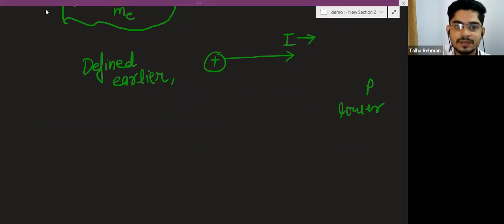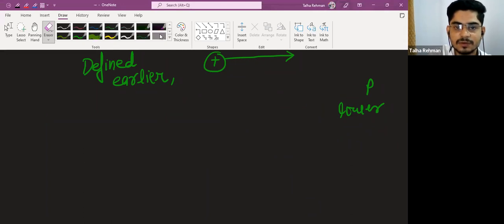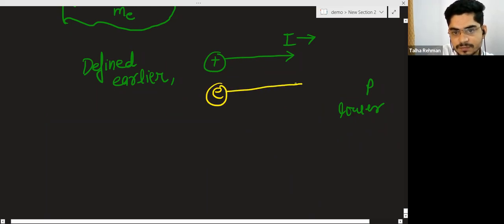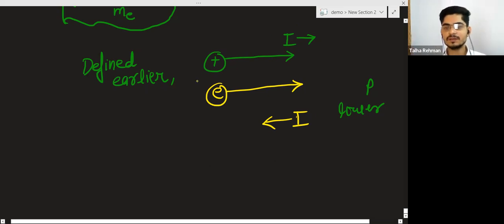But there is something known as electron, and the electron behaves like this. If the electron is moving in this direction, the direction of current is in the opposite direction. So this is the conventional direction of current, and all the calculations are done with respect to this. So that's why we take it this way. Actually, this is the best answer I can say, though there can be many answers.